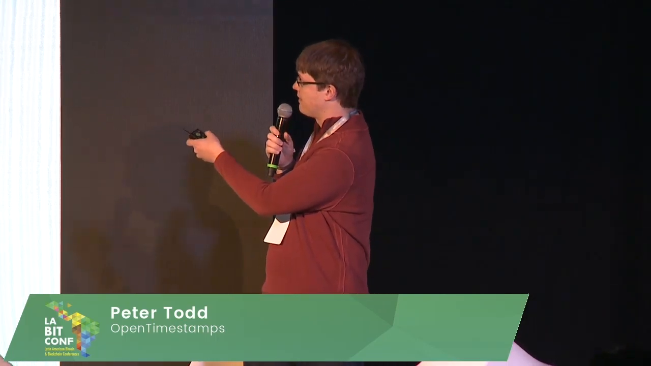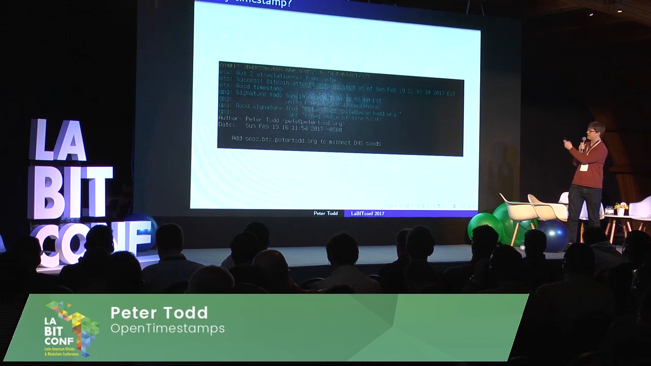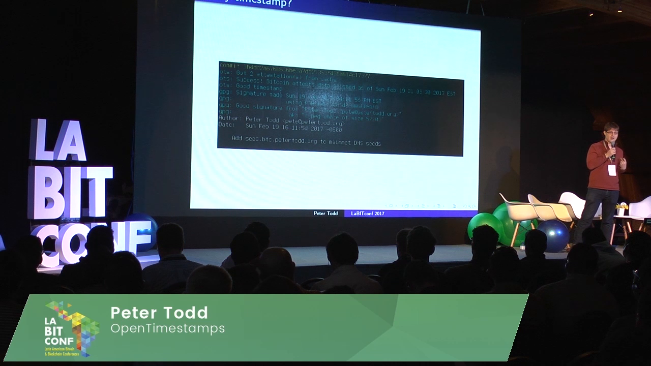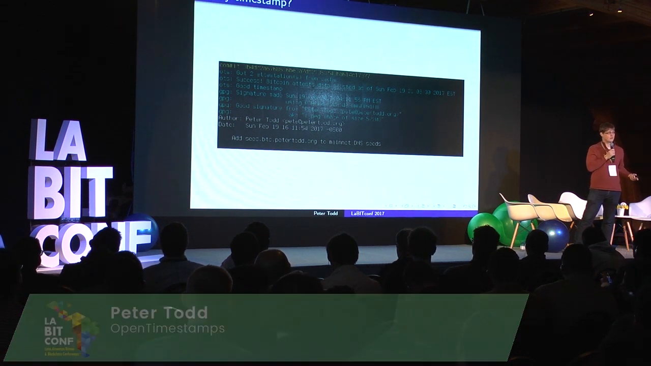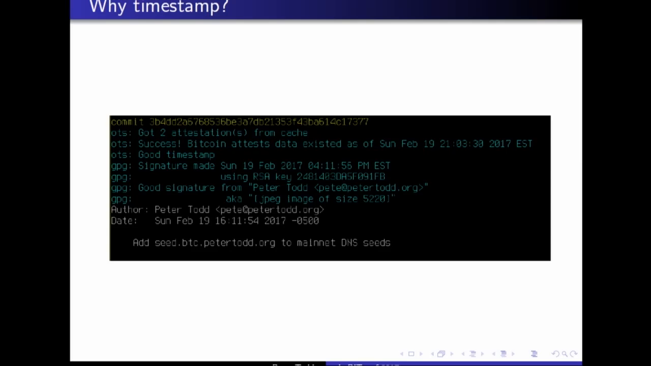That's one of the things OpenTimestamps does. It says, I know that this git commit existed prior to February 19, 2017. Now, fortunately, I haven't lost my PGP keys, but if I did, you'd still be able to verify it, provided you knew when I lost them. Again, the guy who stole the keys can't go back in time.